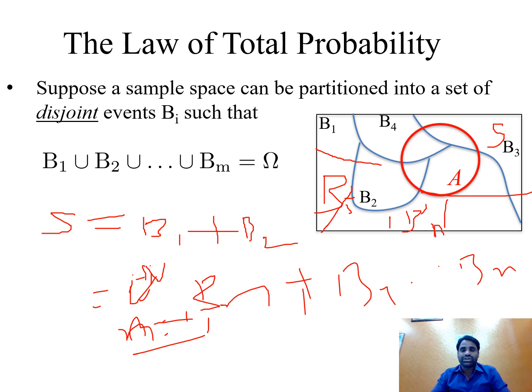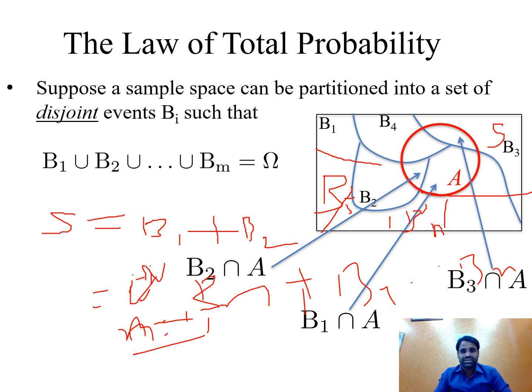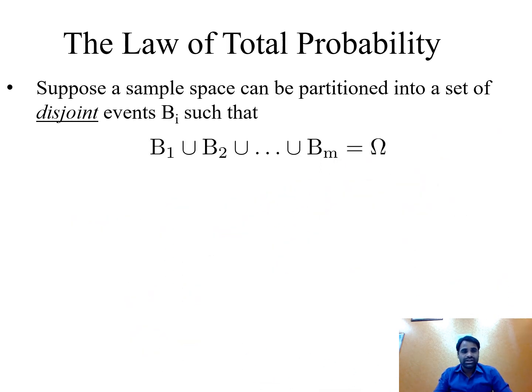Finally, how are we going to write the total probability? The total probability of event A equals the occurrence of A given B1, plus the occurrence of A given B2, and so on up to the occurrence of A given Bn. The summation of all this becomes the summation for i equal to 1 to n of probability of A given Bn, that is B1 intersection A, B2 intersection A, B3 intersection A, like this.